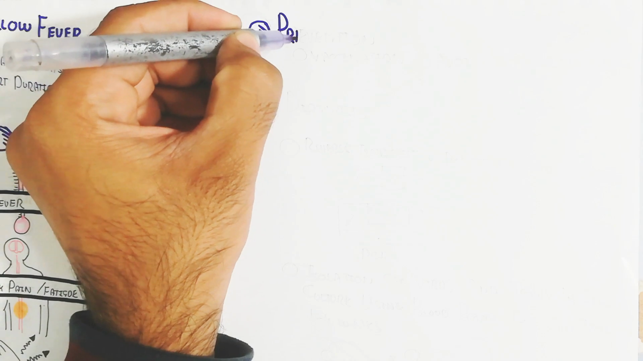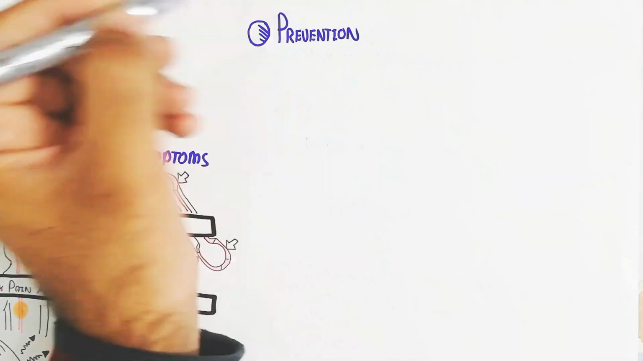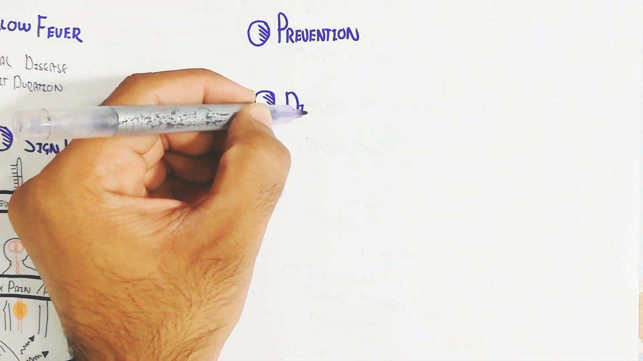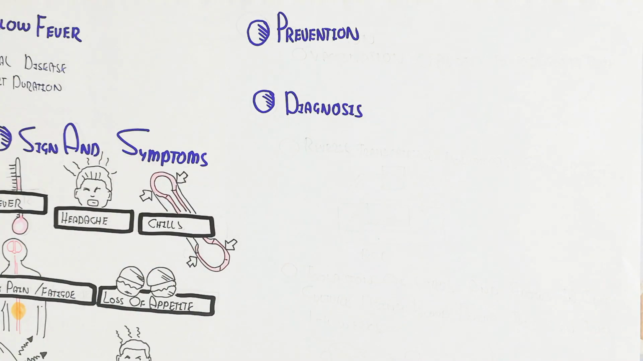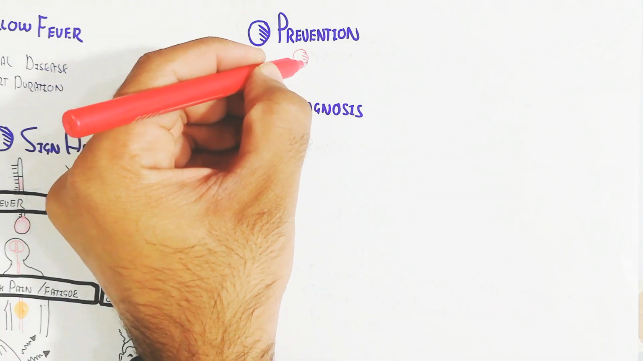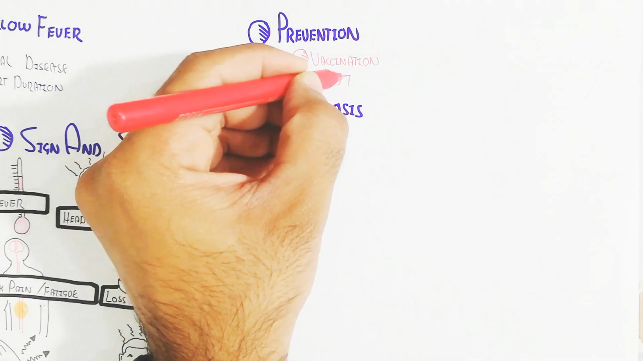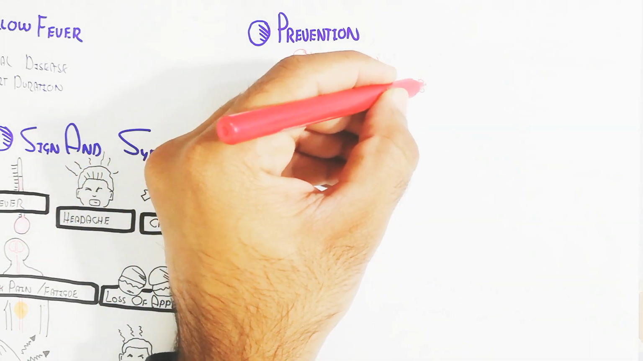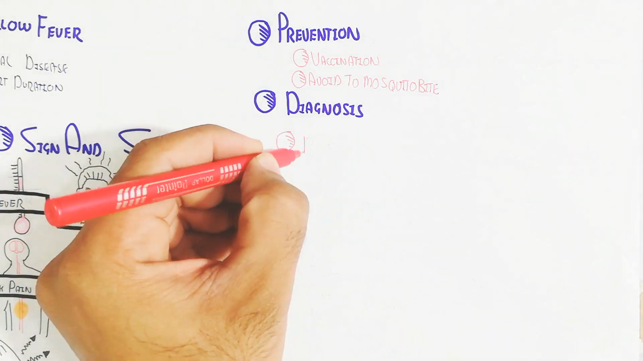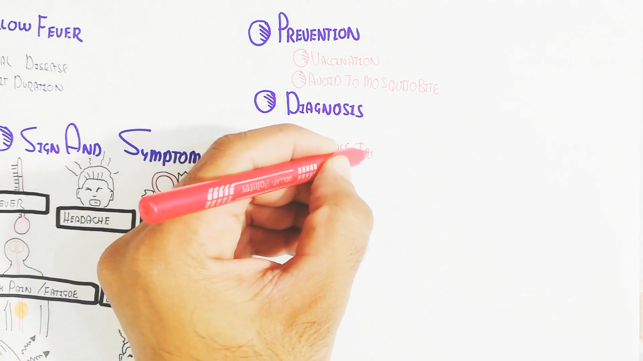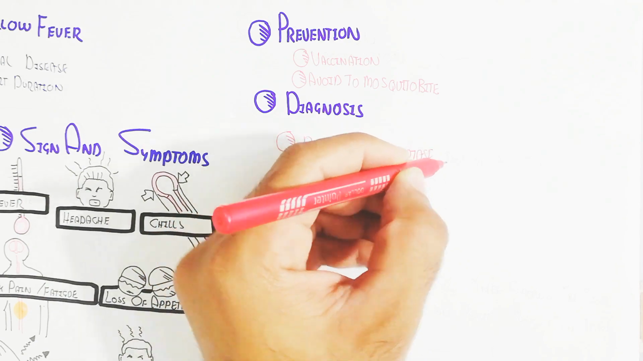Let's have a short overview of prevention. Prevention is vaccination and avoiding mosquito bites, by closing the room and using insecticides to prevent mosquito bites and the arrival of the mosquito on your body.